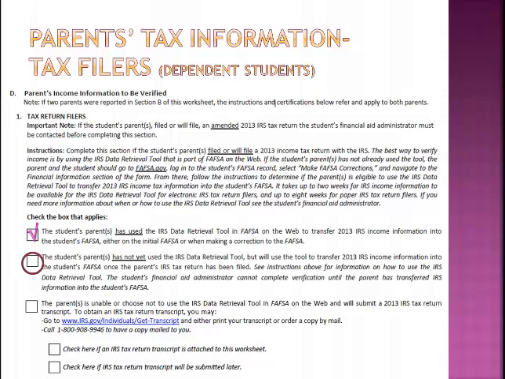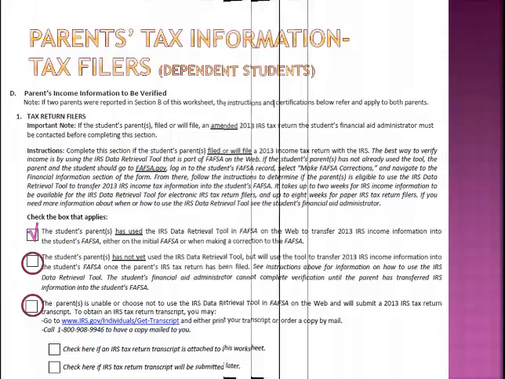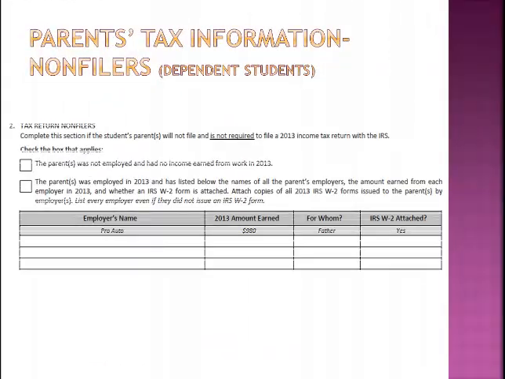If they cannot use the IRS data retrieval tool, you must attach a copy of your parents' IRS tax return transcript. They can obtain their tax return transcript online or request one to be mailed to them. If your parents did not file a tax return, they will complete the non-filer section.